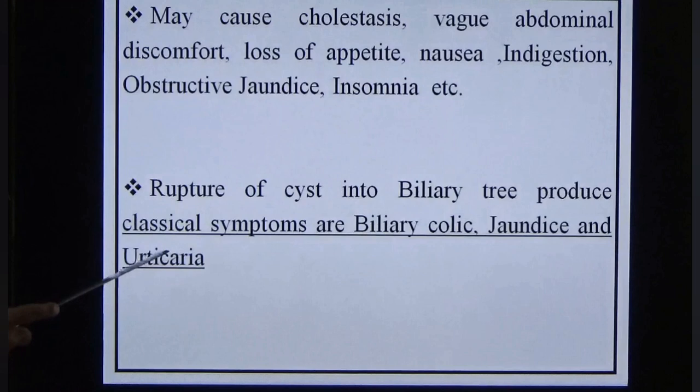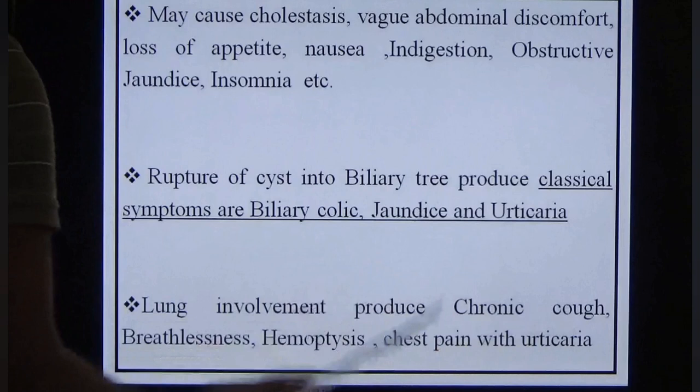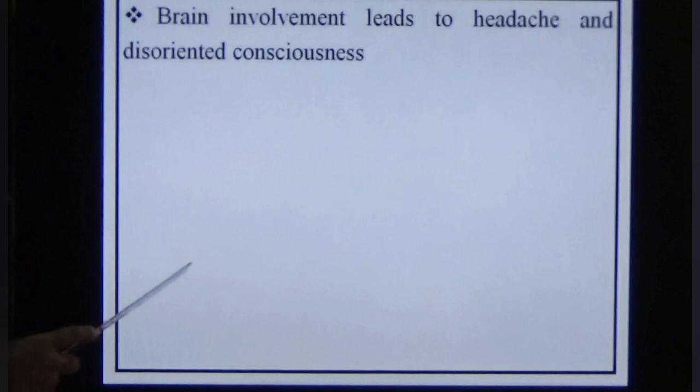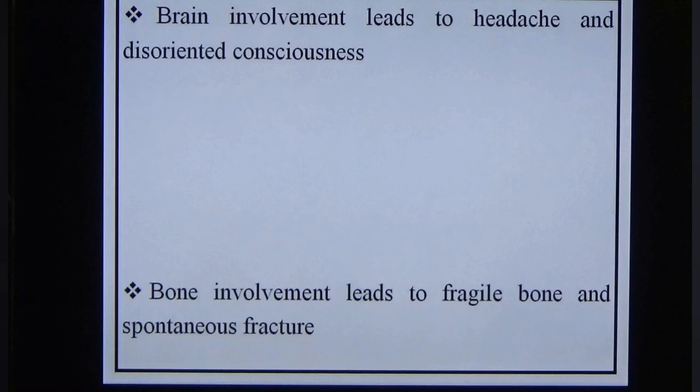Okay. If the hydatidosis is present in the lung, it produces breathlessness, chronic cough, hemoptysis, chest pain with urticaria. If the hydatidosis is present in the brain, it leads to chronic headache with disoriented consciousness. If the hydatidosis is present in the bone, it leads to fragile bone and spontaneous fracture. These are the clinical features of hydatidosis.